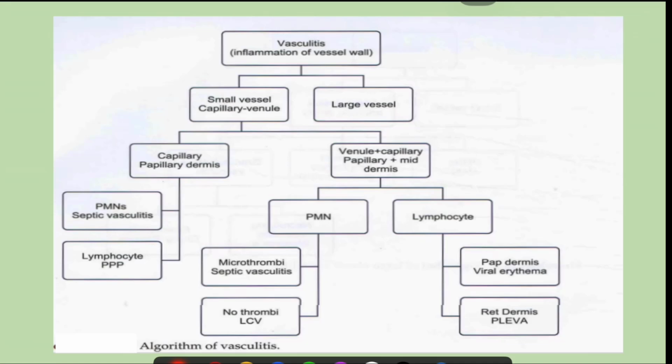In vasculitis, we ask whether it is small vessel, capillary, venules, or large vessel. If it is capillary and the papillary dermis is involved, then it is septic vasculitis if polymorphs, and if lymphocytes, then it is PPP. If venules and capillaries in the papillary and mid-dermis, with polymorphs and microthrombi, it is septic vasculitis. With no thrombi, it is leukocytoclastic vasculitis. If it is lymphocytic and the papillary dermis, then it is viral erythema, and if the reticular dermis is affected, it is livedoid vasculitis.